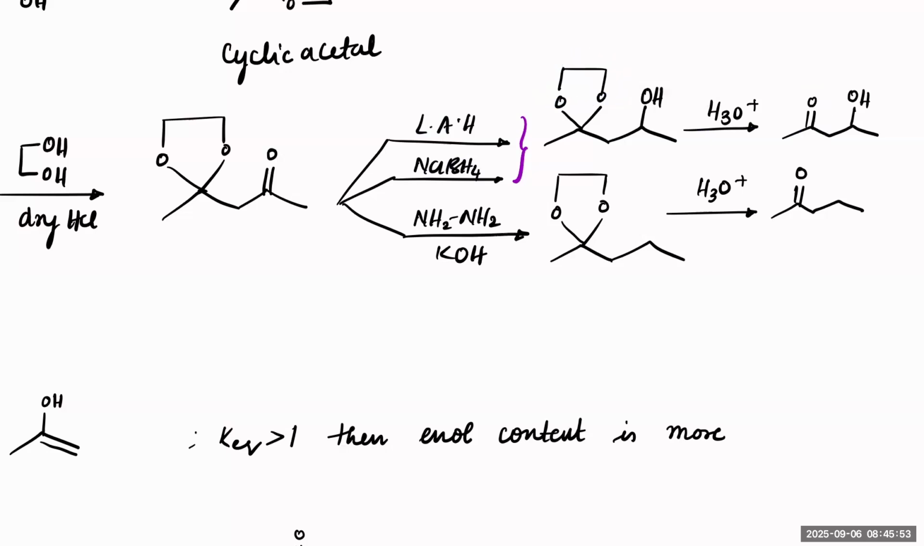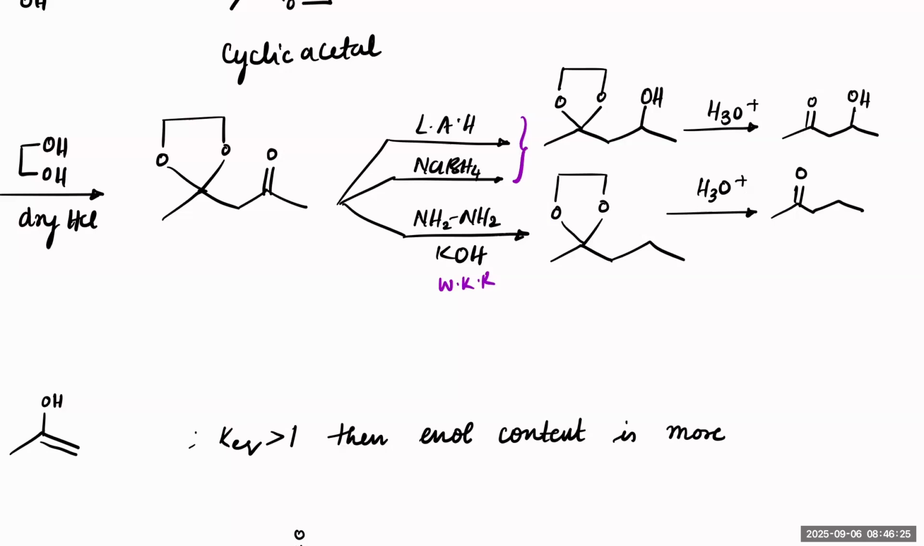Clear, beta? And next, if you have NH2NH2 in the presence of KOH, that is hydrazine in basic medium here, this group will convert into an alkane, right? Because it is a Wolff-Kishner reduction. Wolff-Kishner reduction. And once you get the alkane form, then you do hydrolysis, and you know that an acetal is unstable in hydrolysis. It will get back to the keto form here.